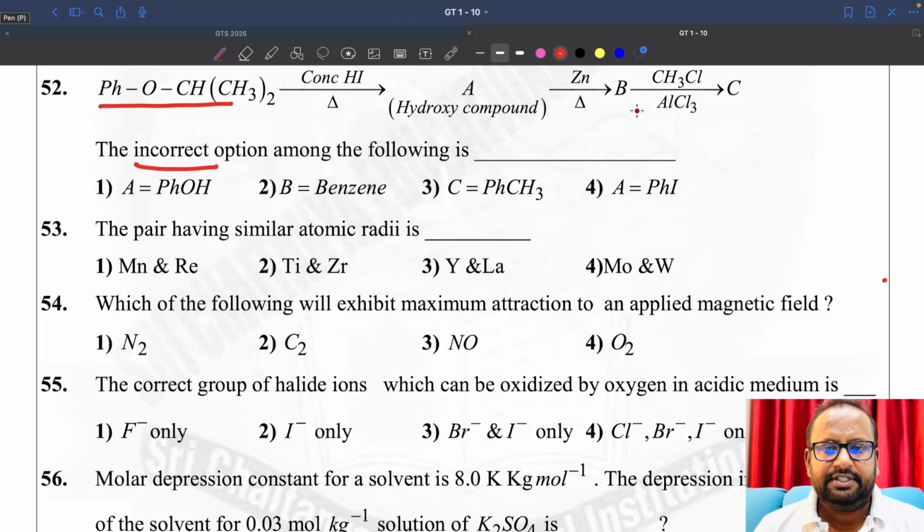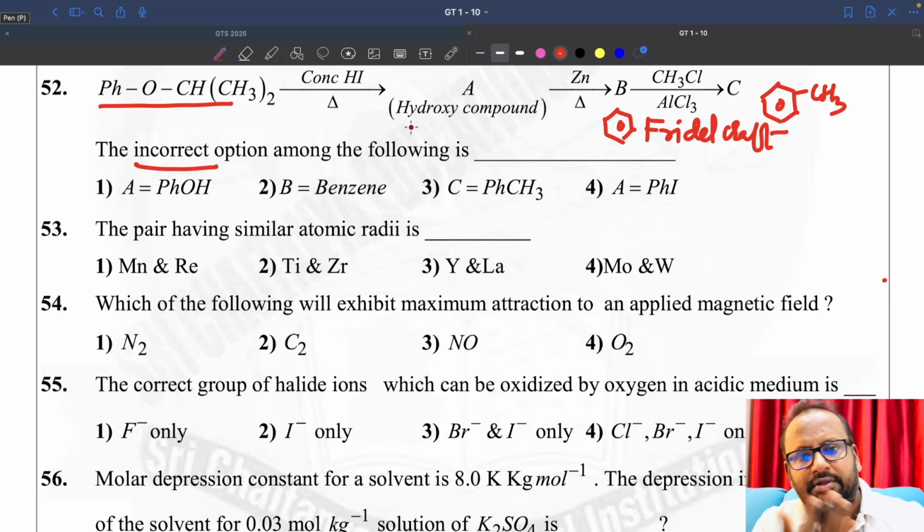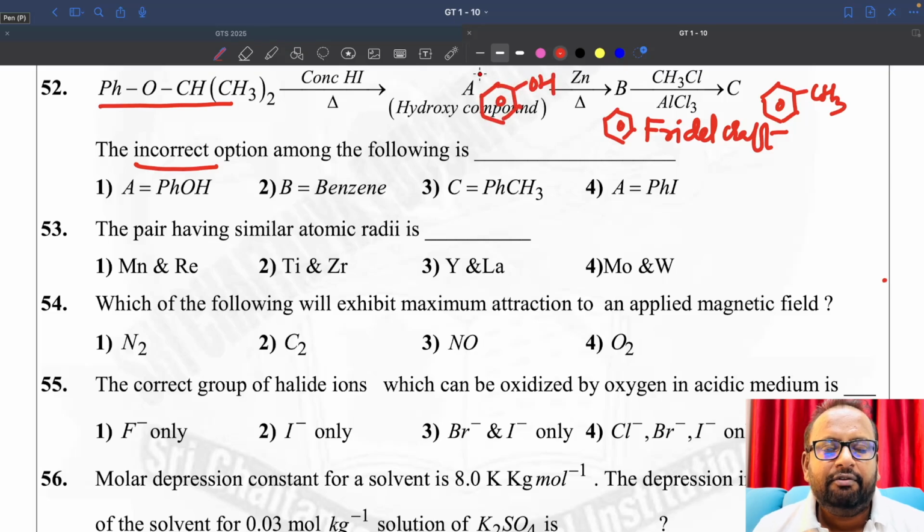So what can we say here? This CH3Cl-AlCl3 talks about the Friedel-Crafts reaction. In Friedel-Crafts alkylation, we obviously get toluene, and B must be benzene. So this is a direct question. Without starting with that, you can also write the product. B is formed by the reaction of zinc dust on A, so A must be a phenol, isn't it? When phenol is reacted with zinc dust, we get this.